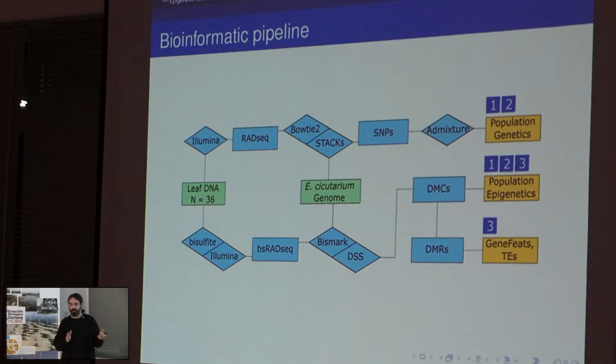From those differentially methylated cytosines, we see which ones were close in the genome to generate a list of differentially methylated regions. These differentially methylated regions could be tracked down in the Erodium cicutarium genome, and we can see whether it is overlapping a gene, an exon, an intron, a flanking region for a gene, an intergenic region, transposable elements, so we can genomically characterize them. Okay?